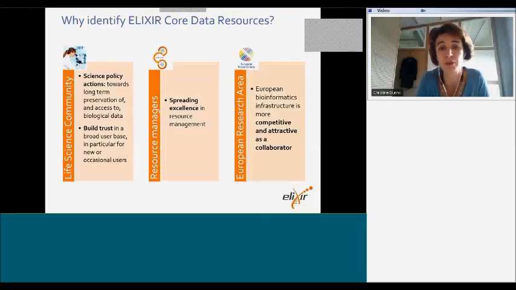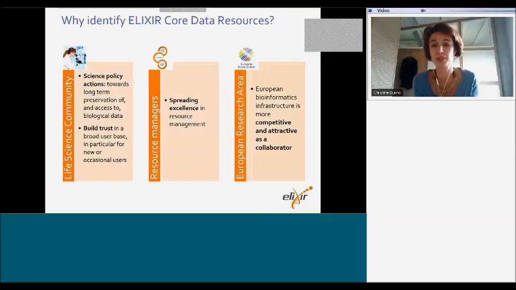There is also an element of spreading excellence. Once these core data resources are identified, we will be able to show what good looks like and help resource managers spread best practice in resource development and operation. And then the ultimate aim is to strengthen the European position and make sure that the bioinformatics infrastructure is competitive and attractive to collaborate with.